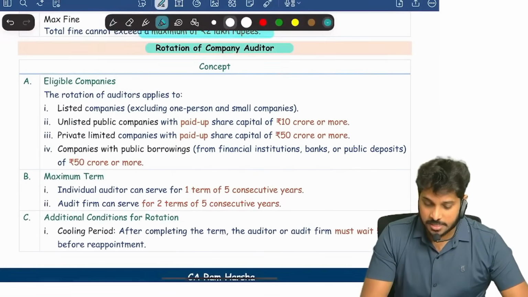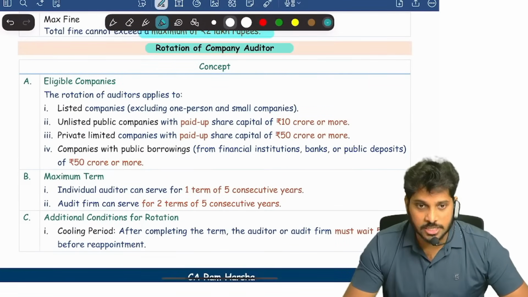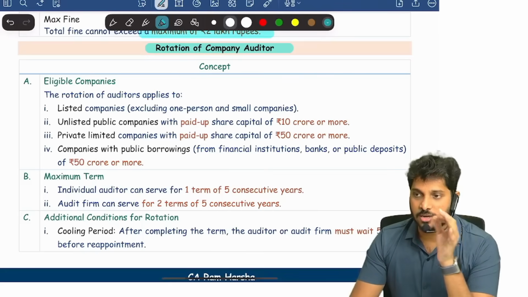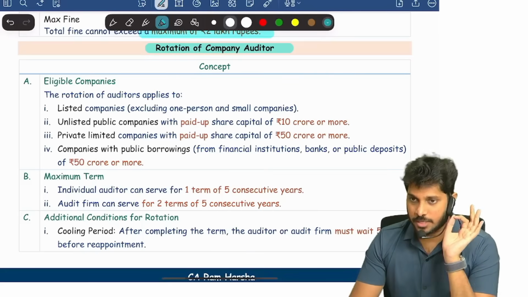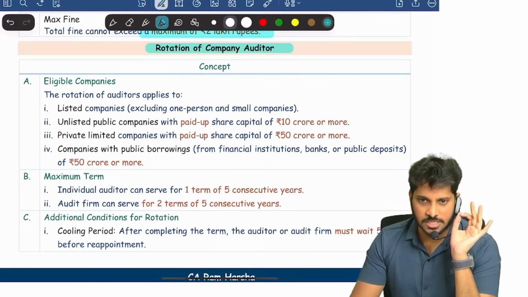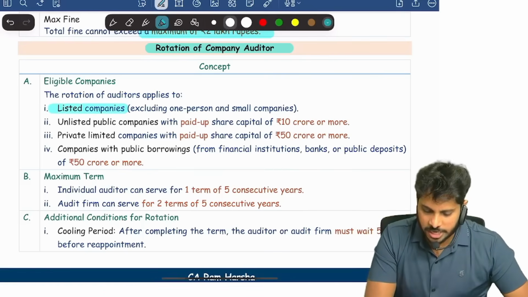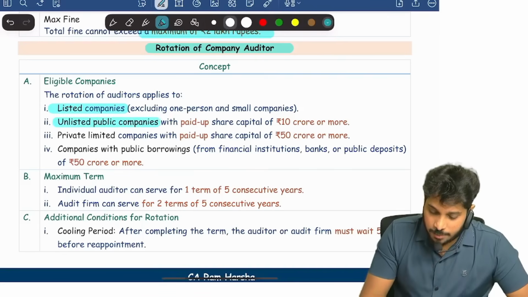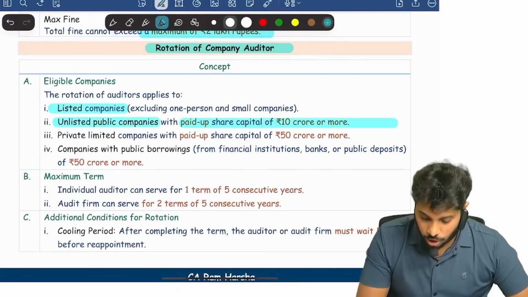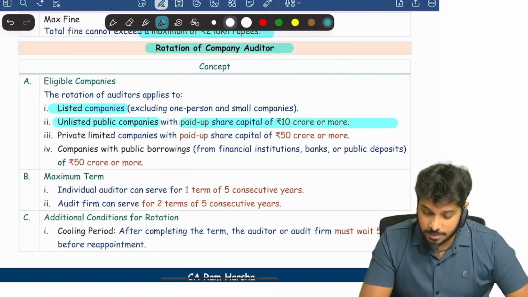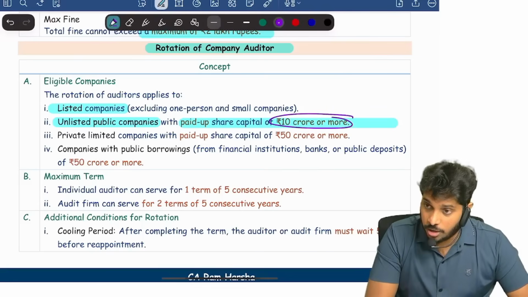Then again, there is something called rotation of auditor. What is rotation of auditor? The same person cannot continue as an auditor for the same company. There are some companies for whom rotation is applicable. First of all, listed companies. Unlisted public companies with a paid up capital of 10 crore or more.